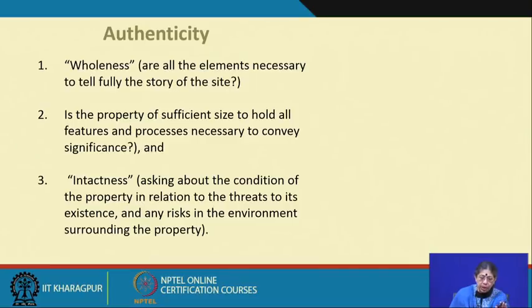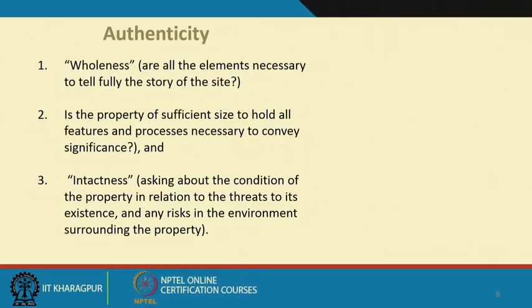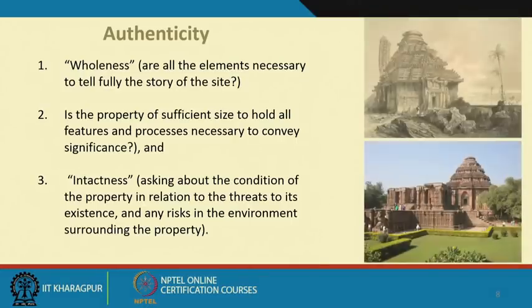So, this wholeness, or whether the size is enough to show all the necessary features, and the intactness, are important parts of authenticity. For example, if you see here Konark Sun Temple in Orissa, we see a very old picture of Konark, when the main temple had already collapsed. We know that Konark has crumbled.